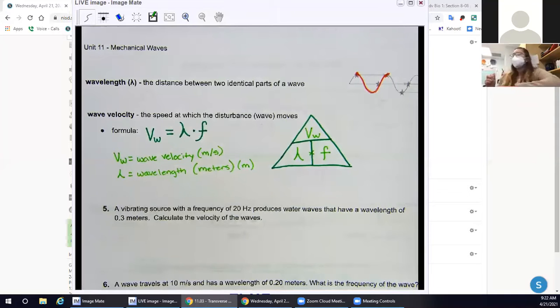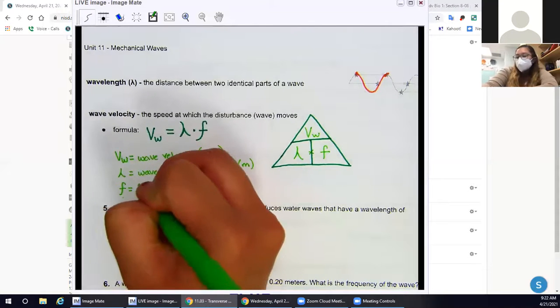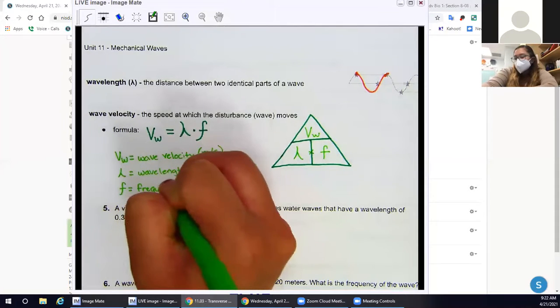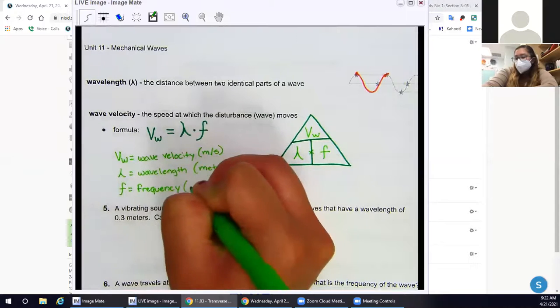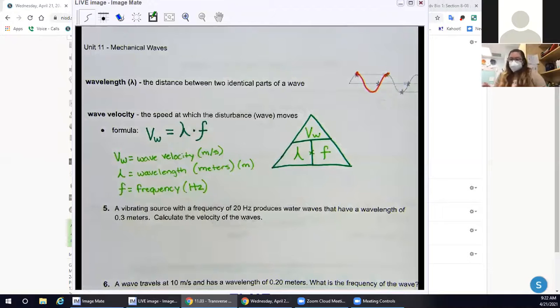And then hopefully you remember what F means because we just did it. That's frequency. And that's going to be measured in hertz, Hz. So if you're doing these problems on your own, you don't have to write VW. If you just write V and you know that's the velocity of a wave, then I'm perfectly fine with you writing just V. You don't have to show your work on today's assignment though, so no worries about that.